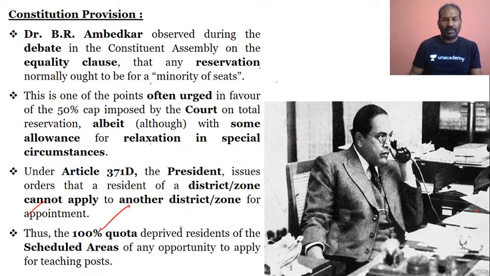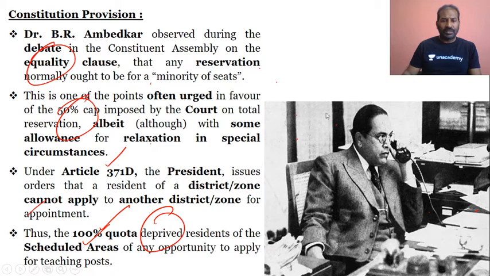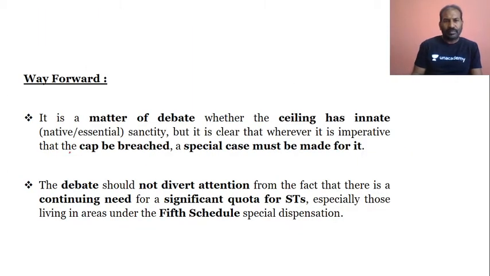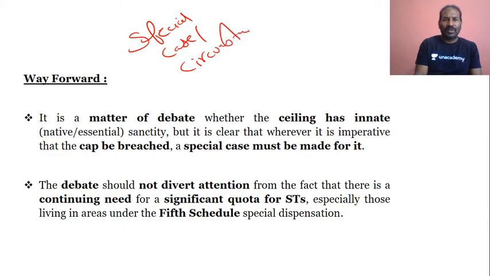Thus a 100% quota deprives residents of scheduled areas of any opportunity to apply for posts. When we are talking about Article 371, and the equality we were talking about, and then the 50% cap, it will definitely deprive few of them who really require the reservation. And then, the way forward, what is that? Now your point, Pratham, you were talking about special class, special case, or special circumstances. I was going ahead with these two words, case and circumstances.